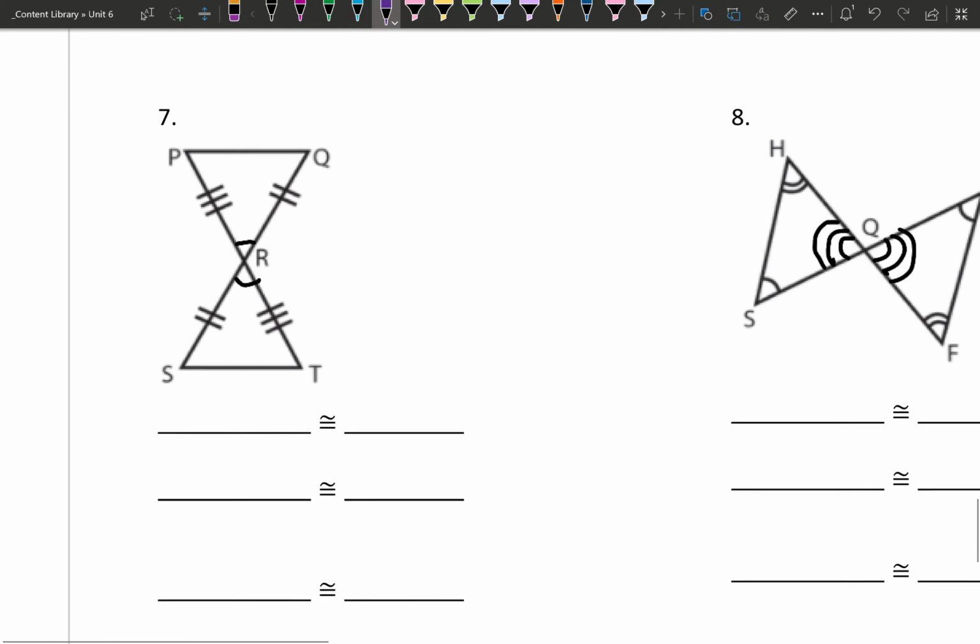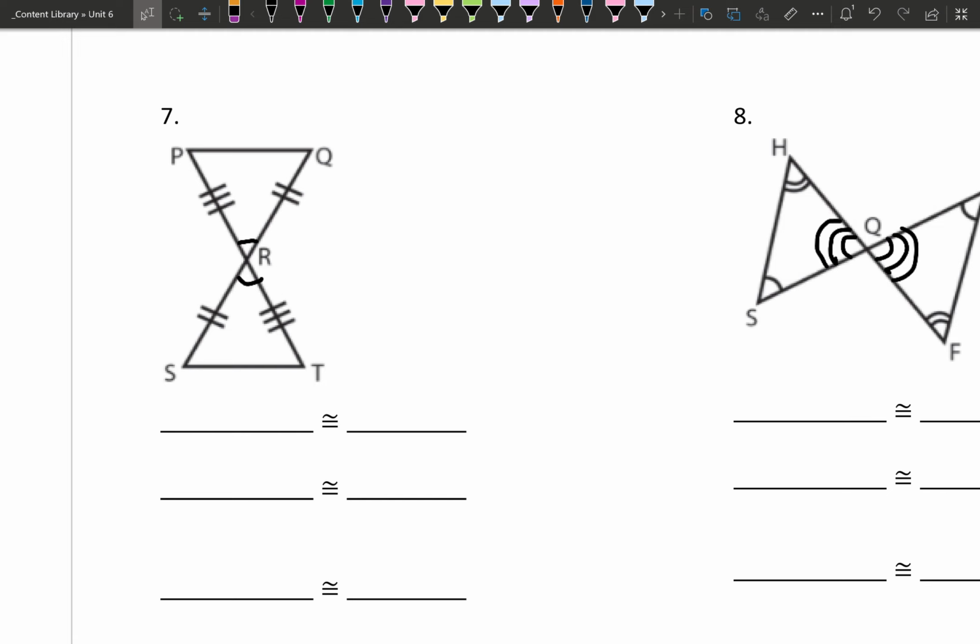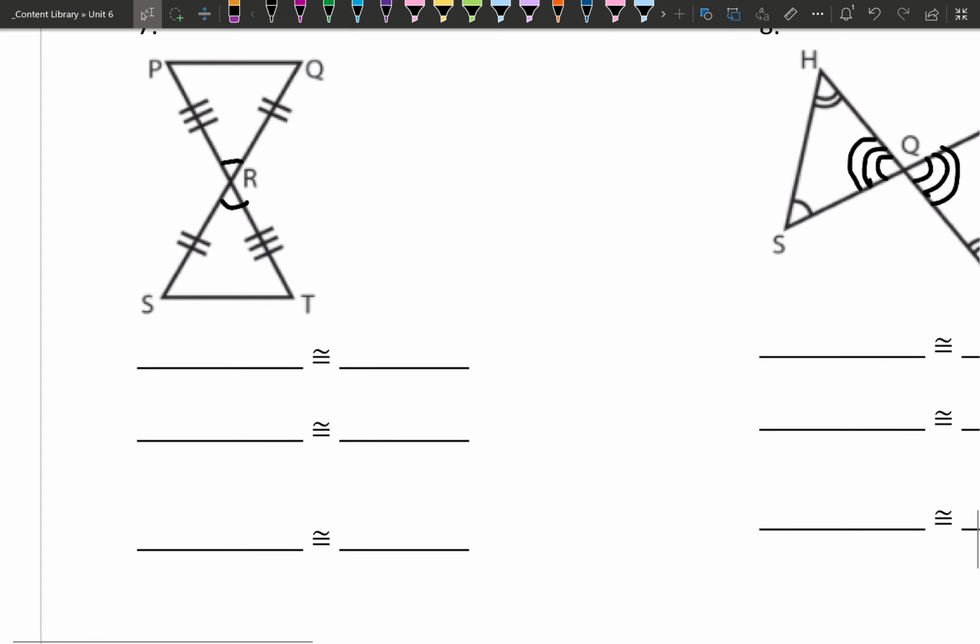All right, onwards we go to number 7. Number 7 and number 8 are those unique situations where we absolutely have to use 3 letters for some certain angles. Let's do it. First, in number 7, let's start with the sides. Hopefully you see that there is 2 sides marked with 2 tick marks. Let's write those down. I've got QR on the top and SR on the bottom.